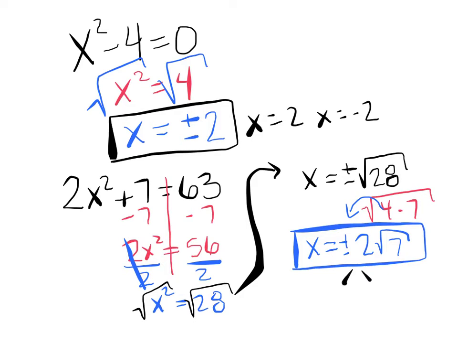Again, I just want to emphasize that this is 2 times the square root of 7 and negative 2 times the square root of 7. There are two answers to this. A lot of times quadratics will have two answers. They can have 0, 1, or 2, but 2 is one of the most common.